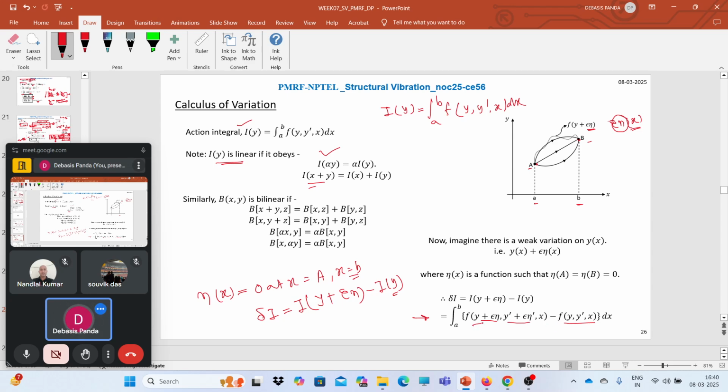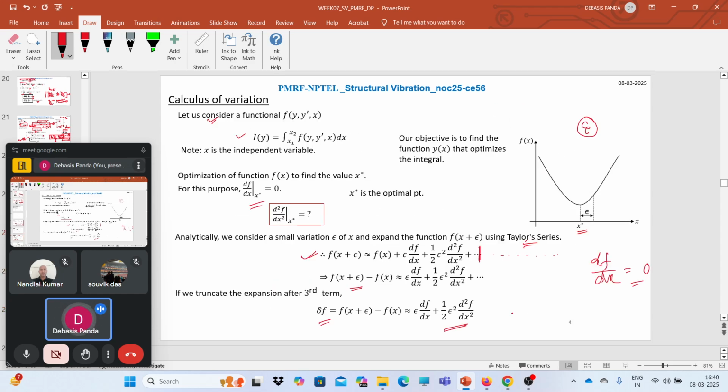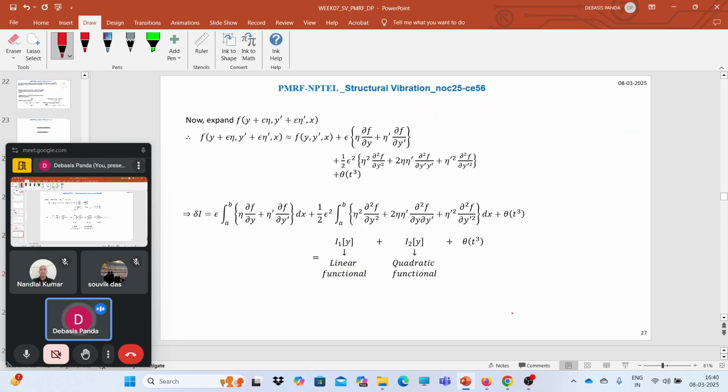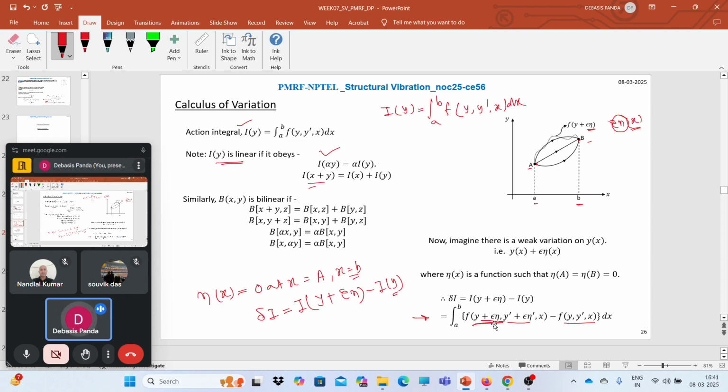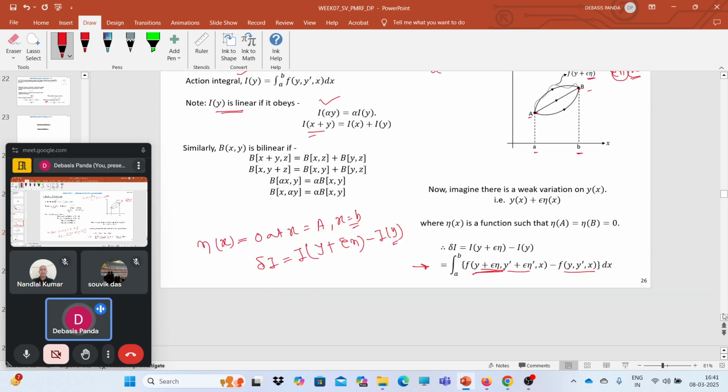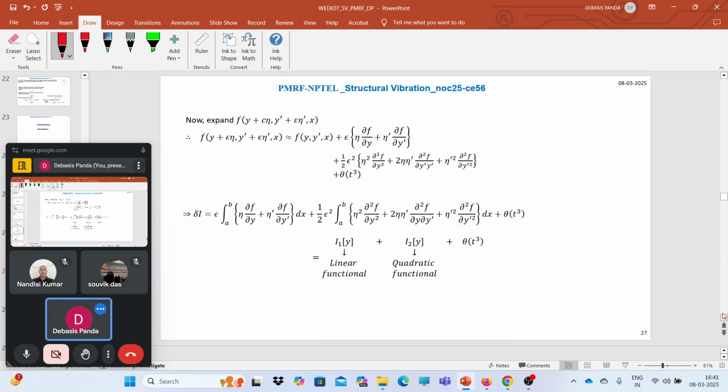Now what we will do is expand this part using the Taylor series, because we have seen how we proceed with this kind of problem. We assume some small variation and then expand it using the Taylor series, and we will get the final form. So if I want to expand this, f of y plus zeta eta, y dot plus zeta eta dot, and x. This will be zeta, not c.